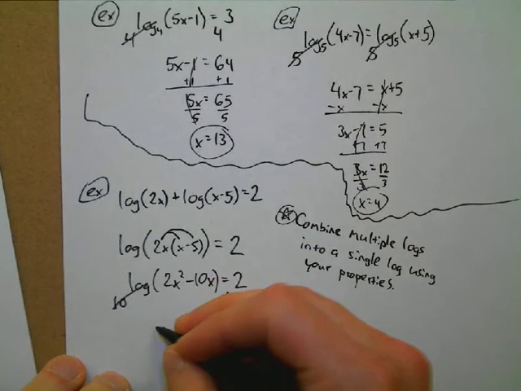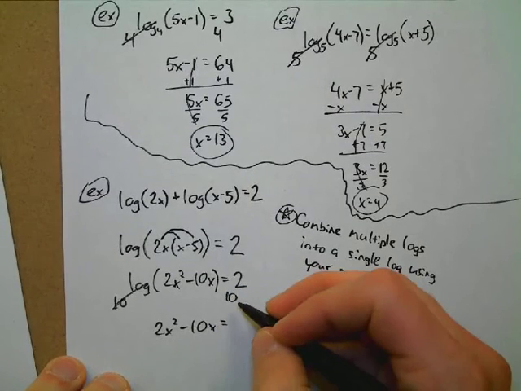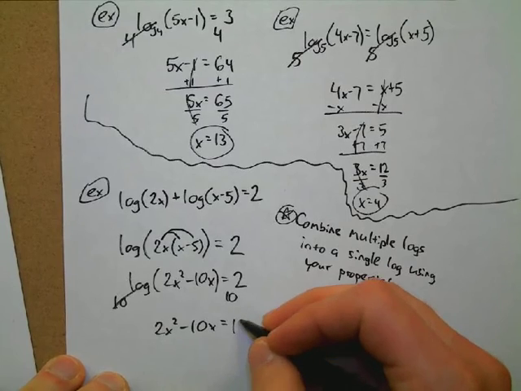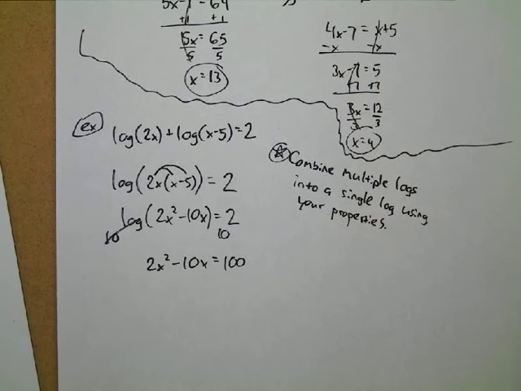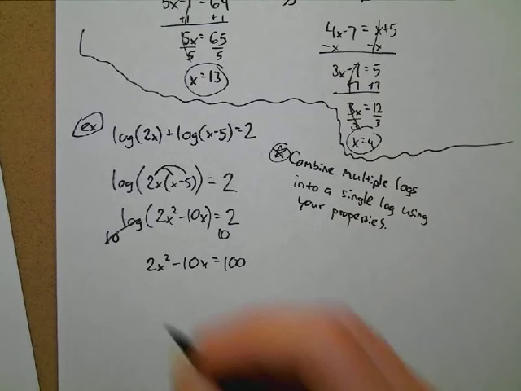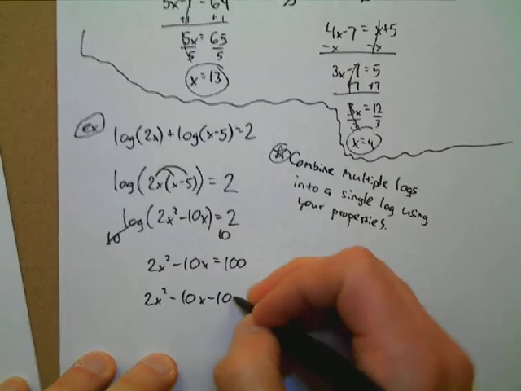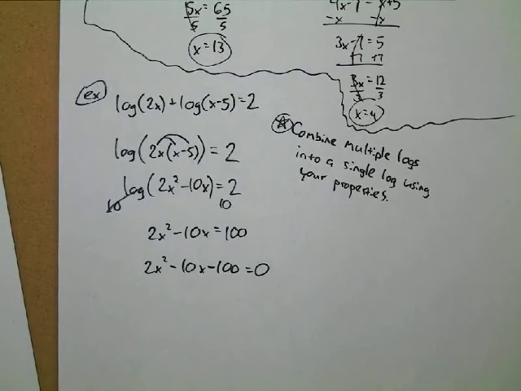We've now got 2x squared minus 10x equals, what's 10 squared simplify to be? 100. Ooh, this is a quadratic equation. In order to solve a quadratic equation, what do we have to do? Make sure it's equal to 0. So we'll subtract 100 from both sides. And then we need to do what? Factor. Or if you really want to, use the quadratic formula too.